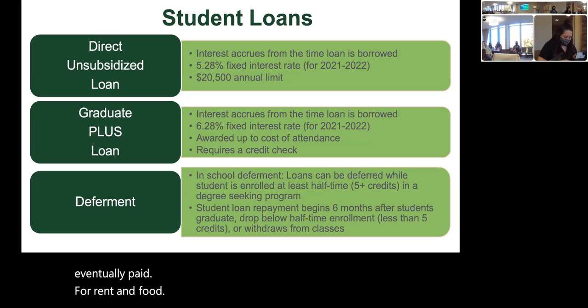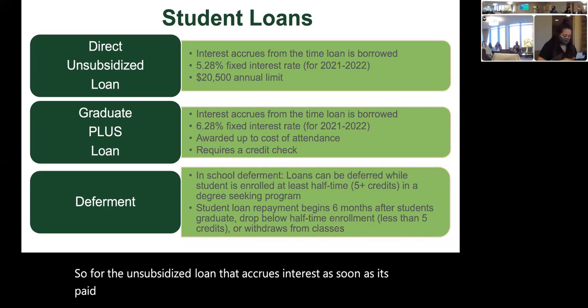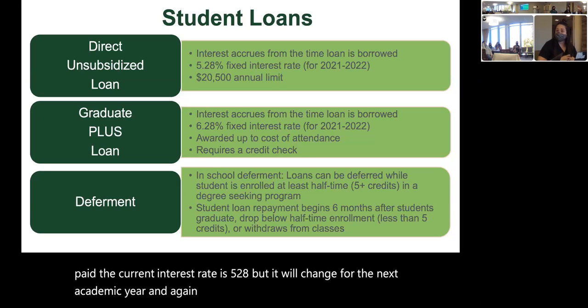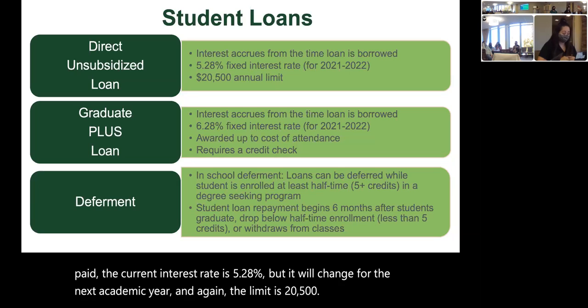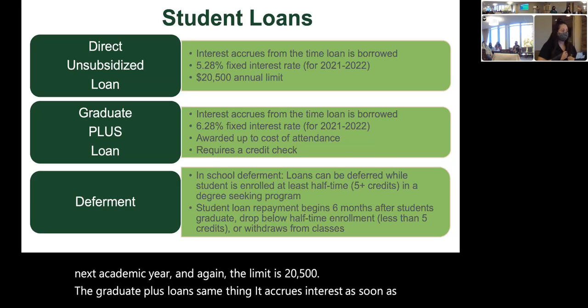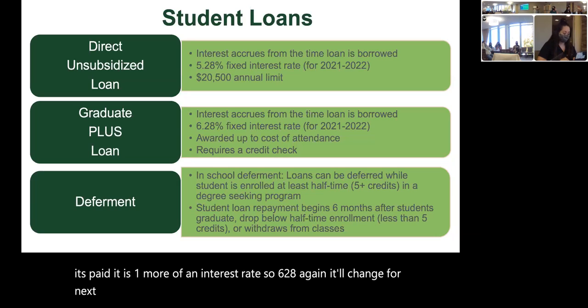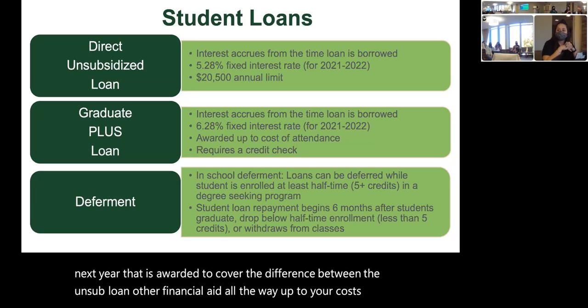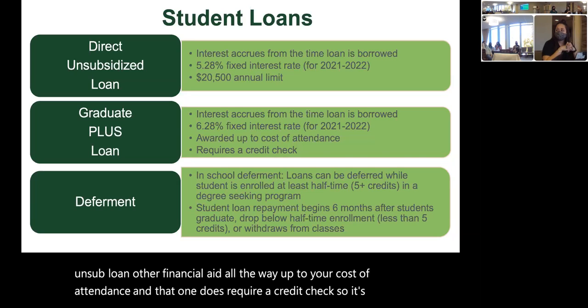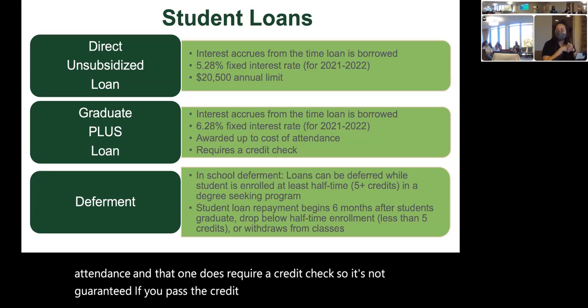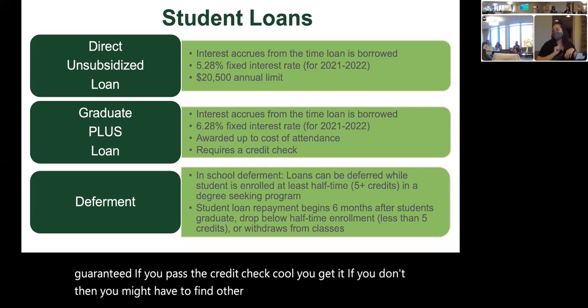So the unsubsidized loan accrues interest as soon as it's paid out. The current interest rate is 5.28%, but it will change for the next academic year. And again, the limit is $20,500. The Graduate Plus loan, same thing, it accrues interest as soon as it's paid out. It is 1% more of an interest rate, so 6.28%. Again, it'll change for next year. That is awarded to cover the difference between the unsub loan, other financial aid, all the way up to your cost of attendance. And that one does require a credit check, so it's not guaranteed. If you pass the credit check, cool, you get it. If you don't, then you might have to find other options as far as loans or ways to pay for CSU.